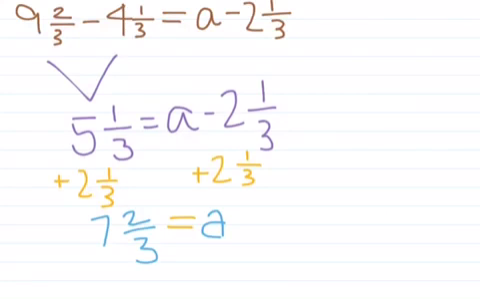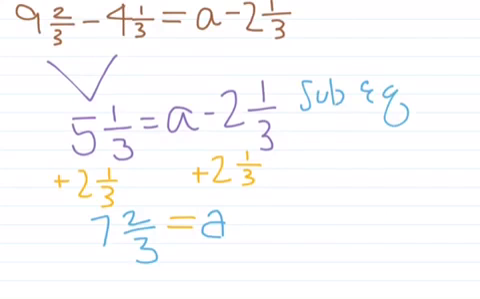So in our first step here, we have to combine like terms on both sides. I'm sorry, just on the left side. So I combined right here, 9 2/3 minus 4 1/3, and got 5 1/3 equals A minus 2 1/3. So we're going to add 2 1/3 on both sides. This turns into a subtraction equation.